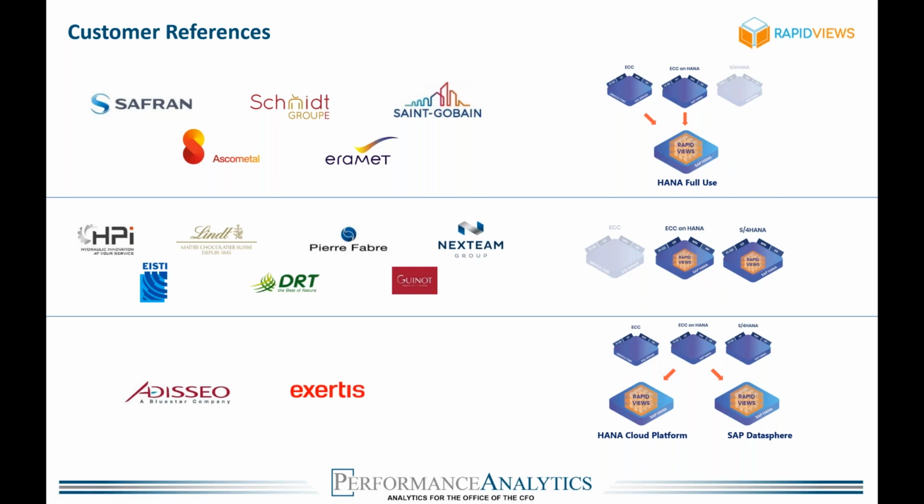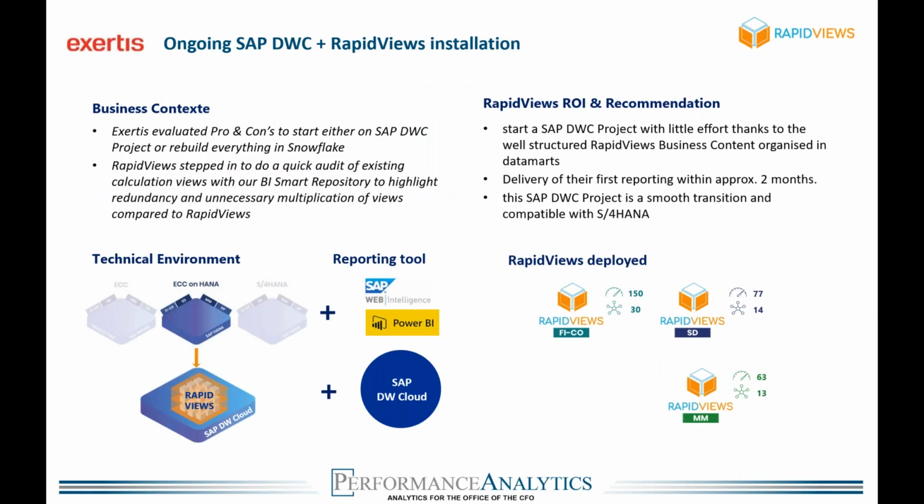So as you can see here, we have different kinds of customers. There are customers using the RapidViews on a data warehouse structure using HANA full use. They use it on the ERP base, as we can see below, on ECC on HANA or directly on S/4HANA, or more recently on HANA Cloud Platform on SAP DataSphere. We have an ongoing project on SAP DataSphere, which is Exertis. Maybe Julian, if you can switch to the customer story. So Exertis has an ongoing SAP DataSphere and RapidViews implementation.